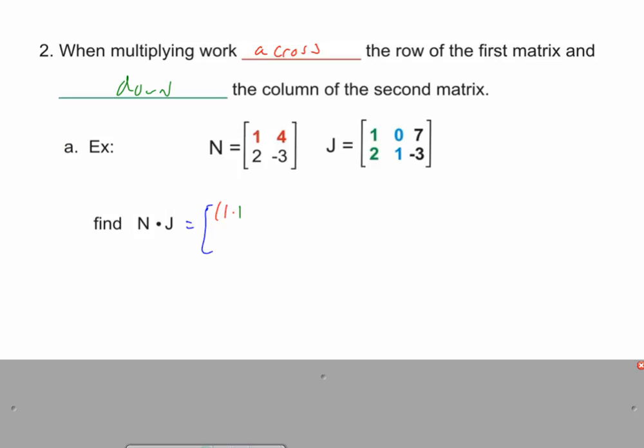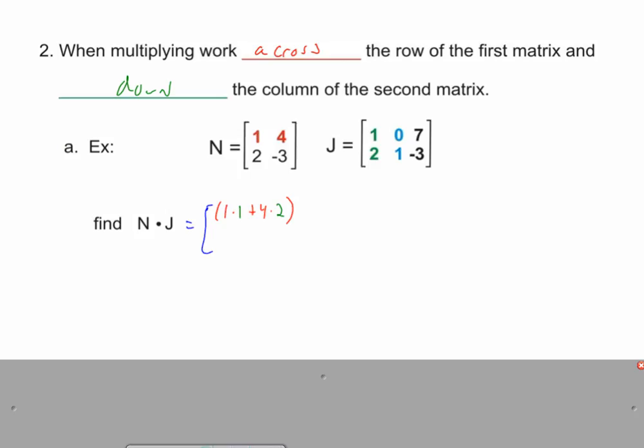So what's next? Luke? Plus 4 times 2, right? Across and down. Now I finished that column, right? So I'm going to close the parentheses. That's one number. We went across the first row and down the first column.